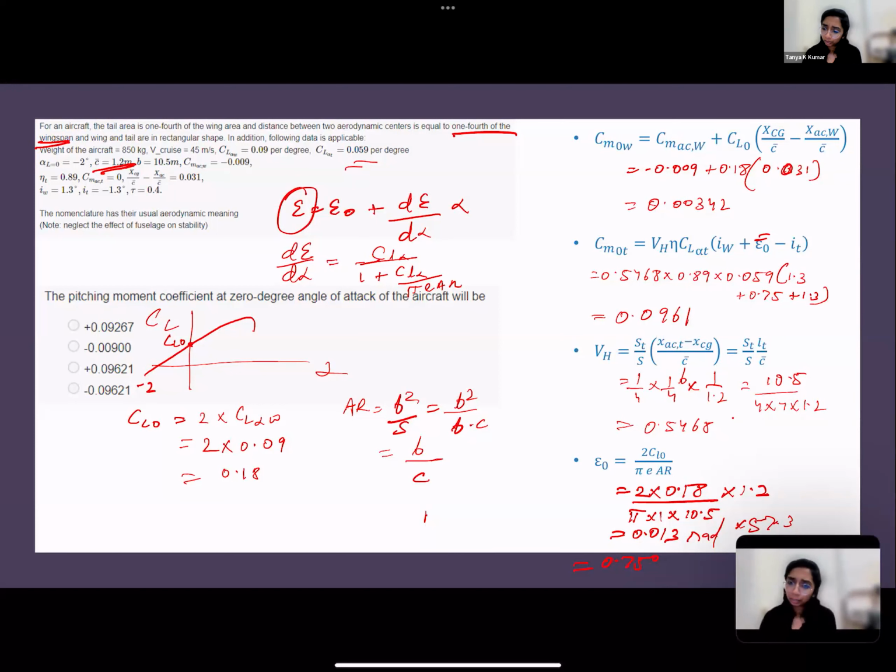What was CM naught of the wing? Just add those two, right? How much are you getting? 0.0961 plus 0.0035 is 0.996. Okay, so none of the options seem to match here. But what is the closest? I think this is the closest, right? You take the closest.